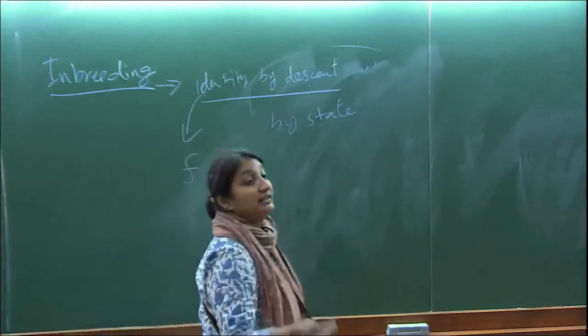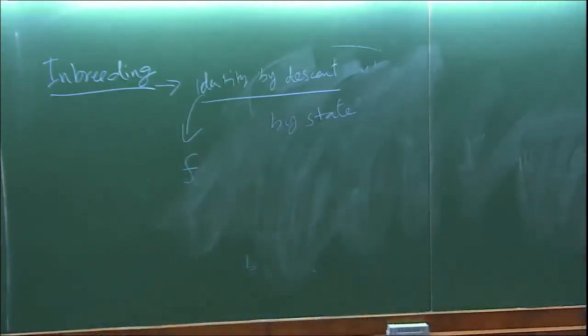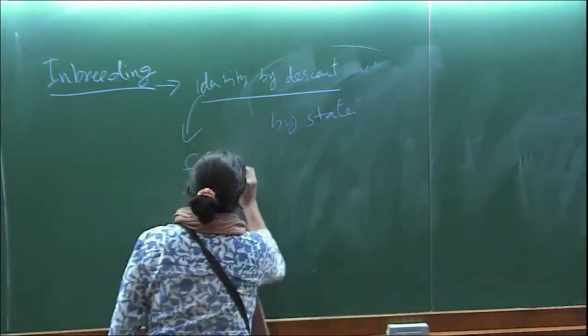So now, imagine a population. How does inbreeding then change allele frequencies? Let's think about this. So you have a population.